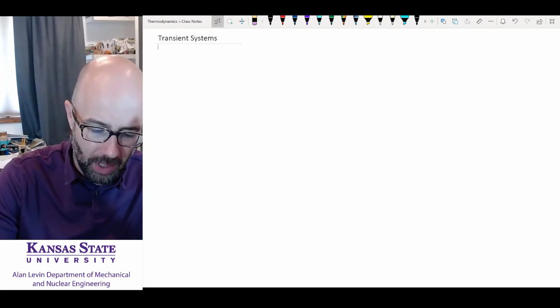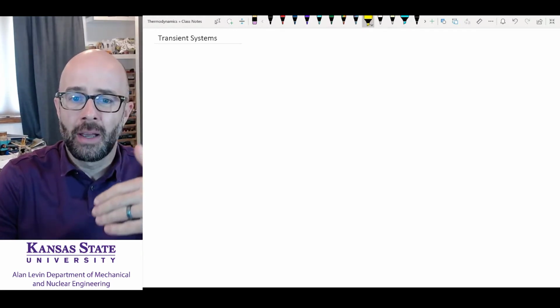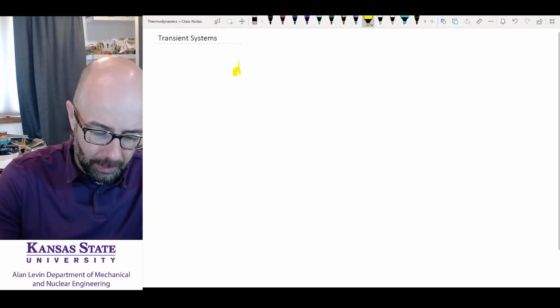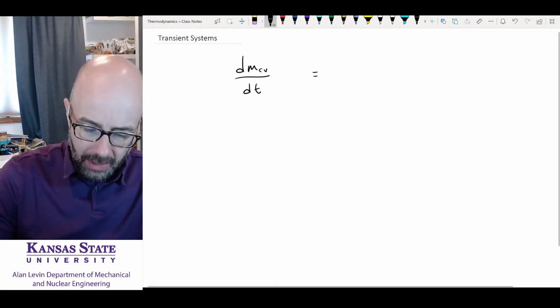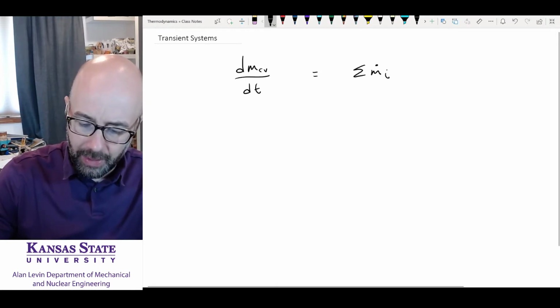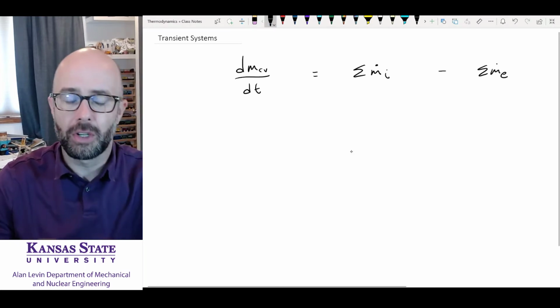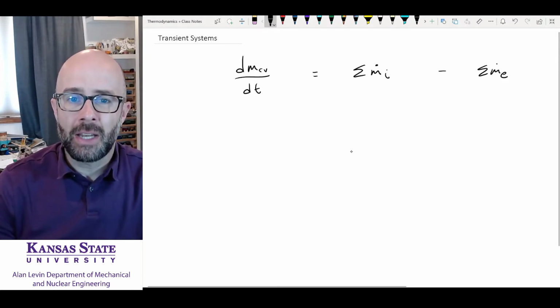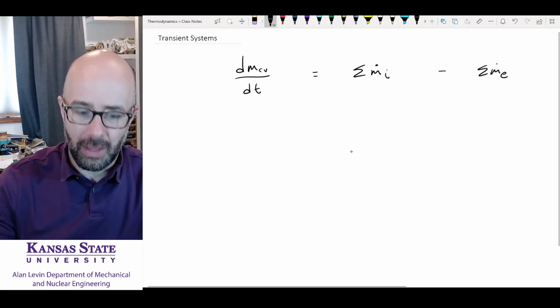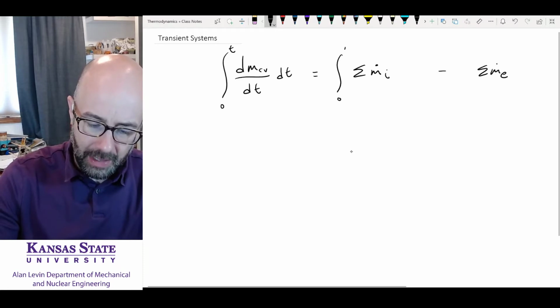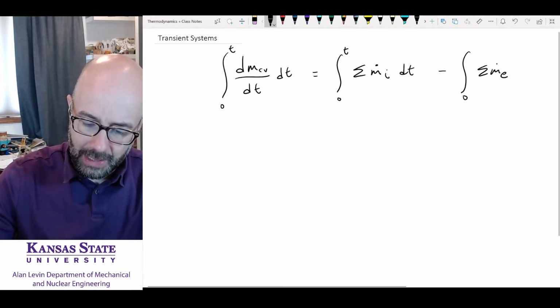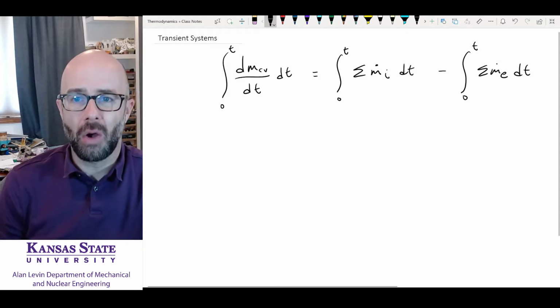Let's look at the continuity equation first, and I'm going to put spaces in this equation on purpose. The change in mass of the control volume with respect to time equals the summation of the mass flow rate in minus the summation of the mass flow rate exiting. Now, transient means that we're changing this over time. So we want to integrate this from 0 to t, dt, to add up and see how it's changing over time.